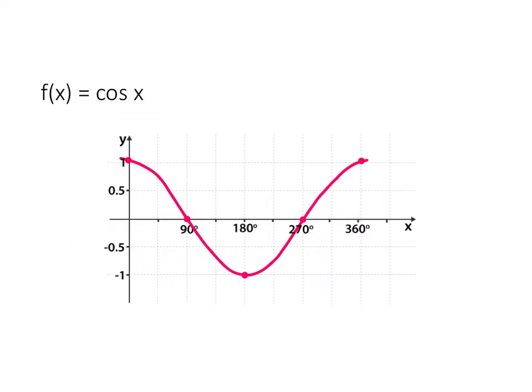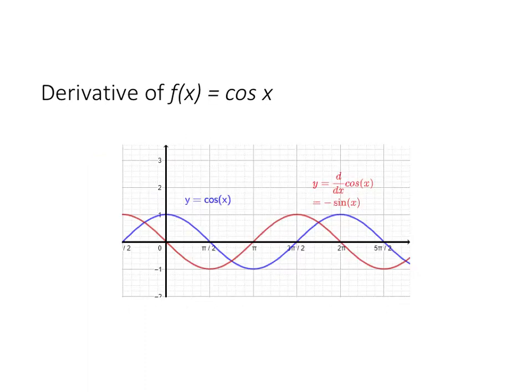So let's look at the cosine function. Again, we've got a 0 slope there, a 0 slope there, and a 0 slope there. And the slope here is negative, the slope here is positive. So let's see what that looks like. Again, the blue line corresponds to cosine x. The red line corresponds to the derivative.